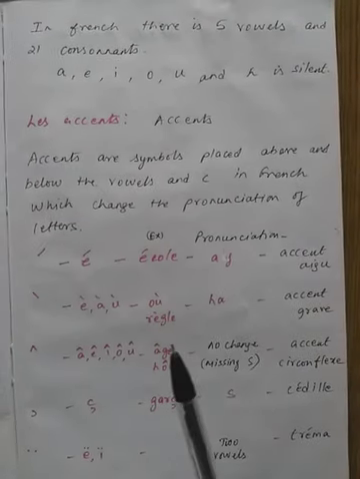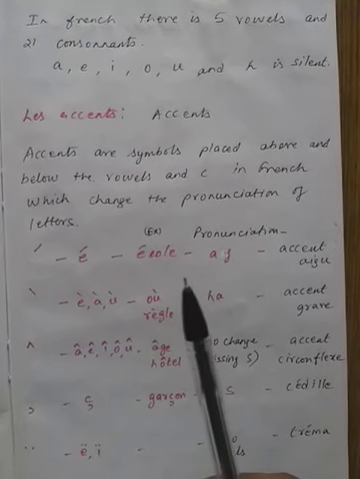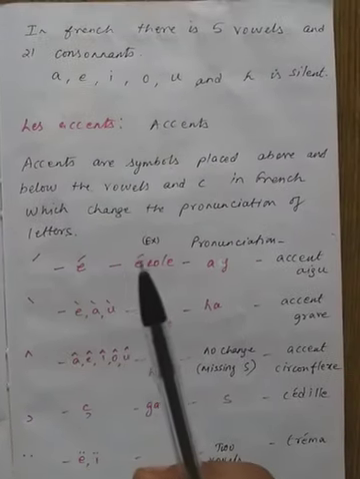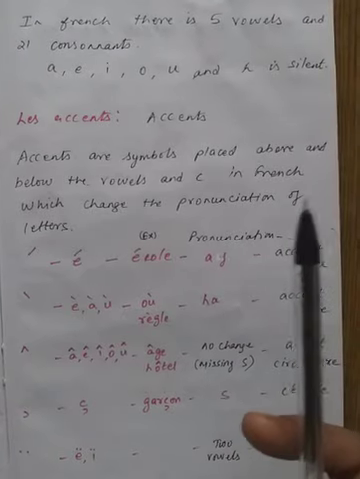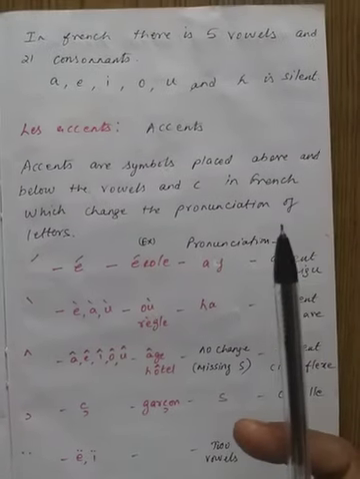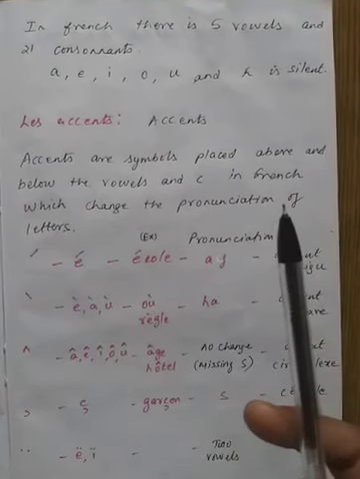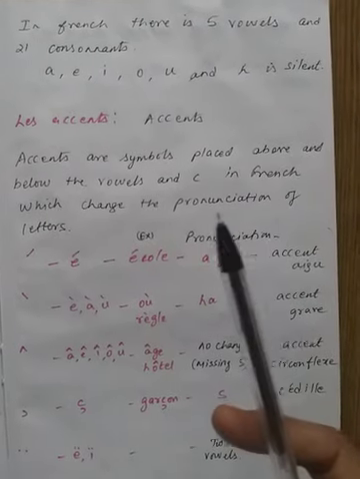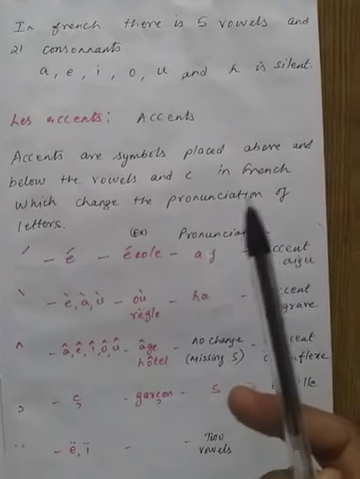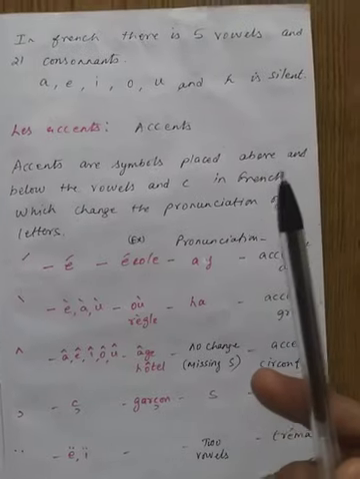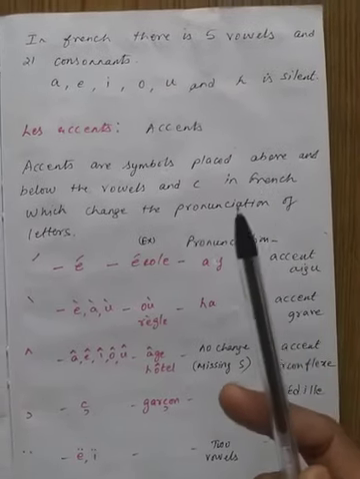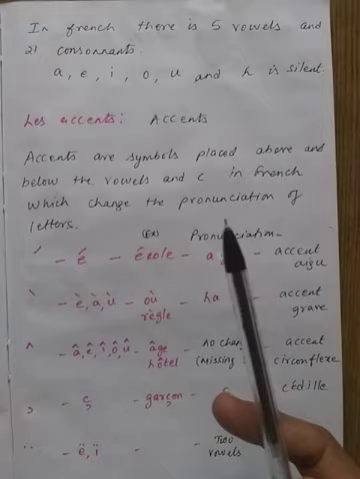In French, there are 5 vowels and 21 consonants. What are the 5 vowels? A, E, I, O, U, and H is silent. Y is also used sometimes as a vowel. If you are using Y also, you have to cut one vowel. H is called silent here. The 5 vowels are A, E, I, O, U.